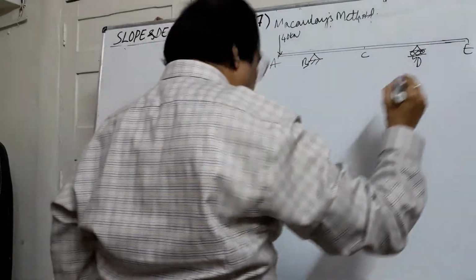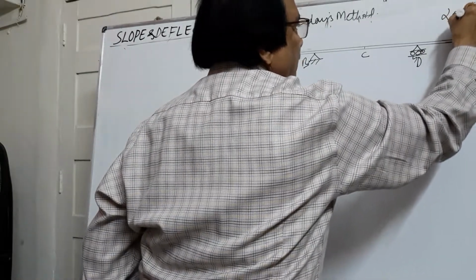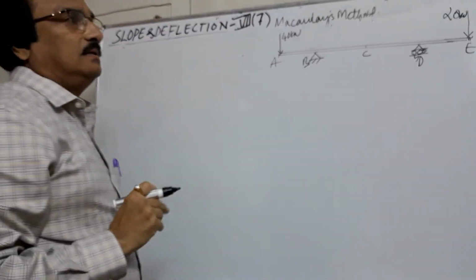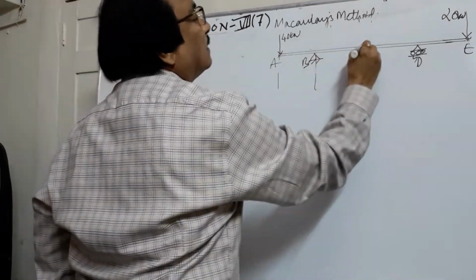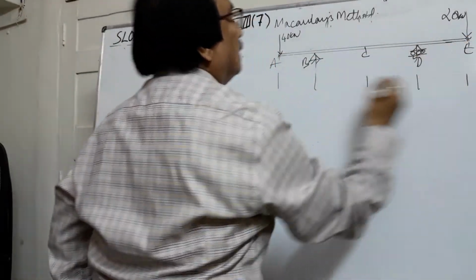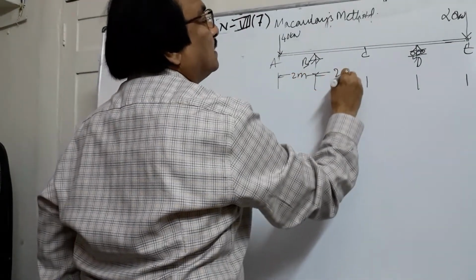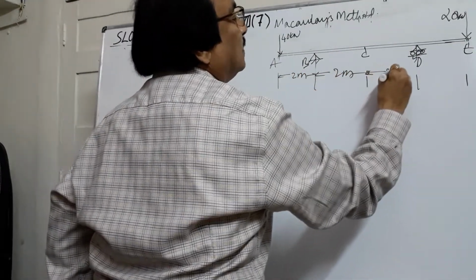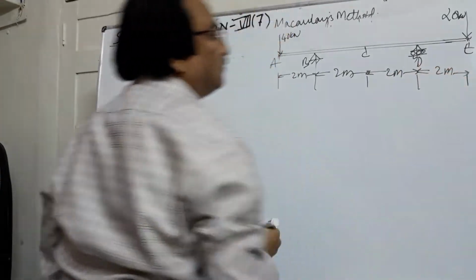There is a load of 20 kilonewton acting here on the right hand side. Now these spans are 2 meters, 2 meters, 2 meters and 2 meters. It is overhanging on both the sides here.